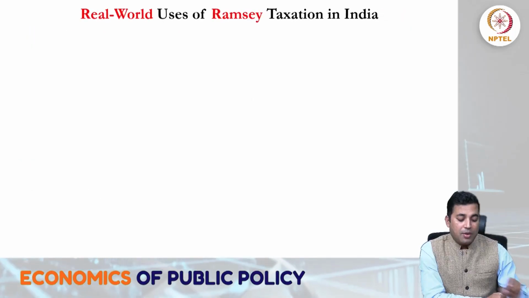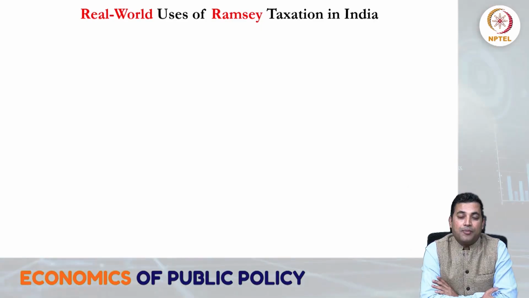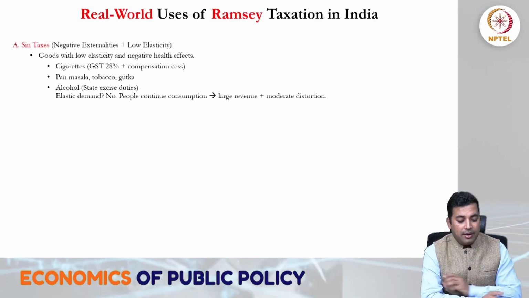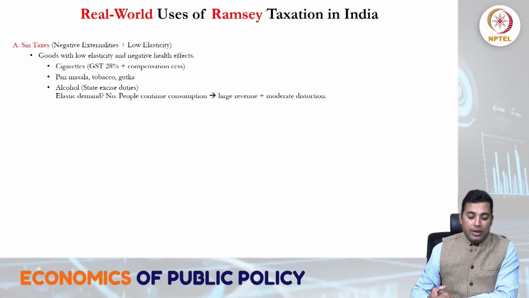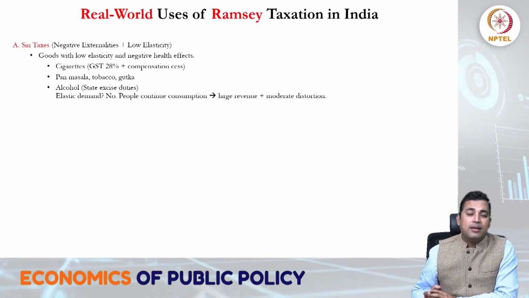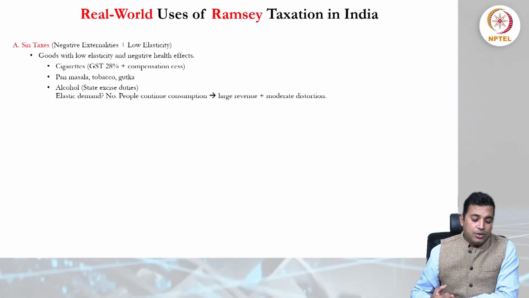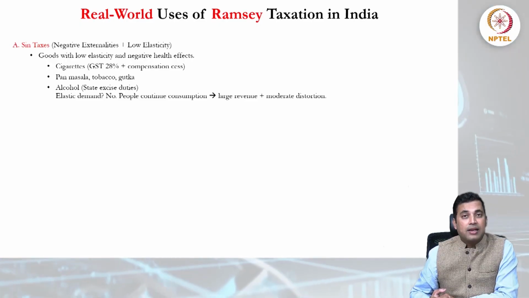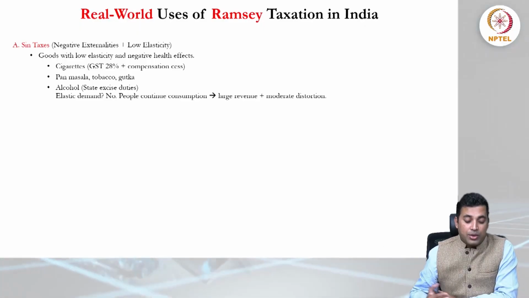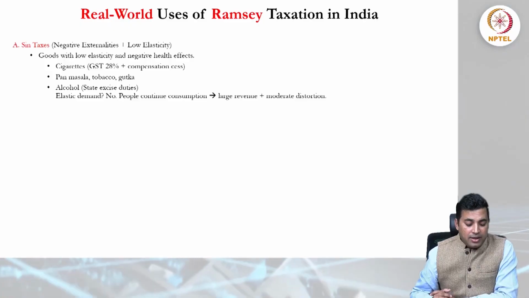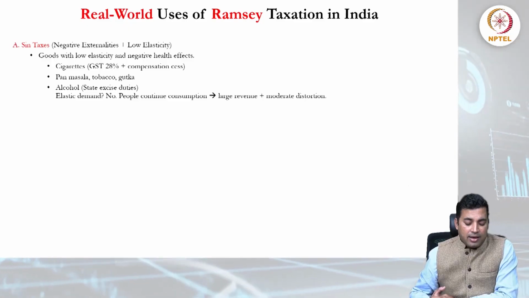Now let's move to the real world use of Ramsey taxation in the case of India. Sin taxes, as we know, involve negative externalities and low elasticity, and on negative externalities we already discussed quite a lot. These are goods with low elasticity and negative health effects, like cigarettes, tobacco, gutka, pan masala in the case of India. Then alcohol, where we have state excise duties.